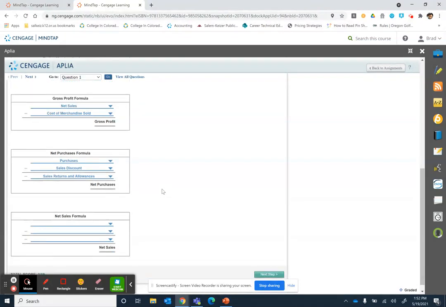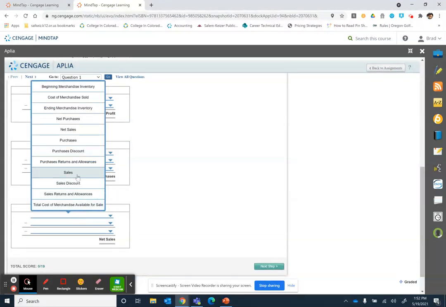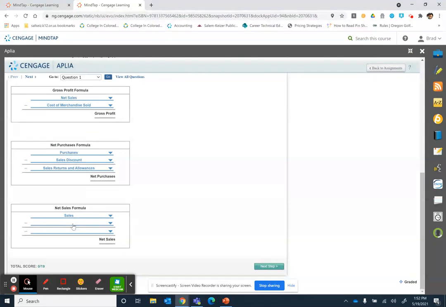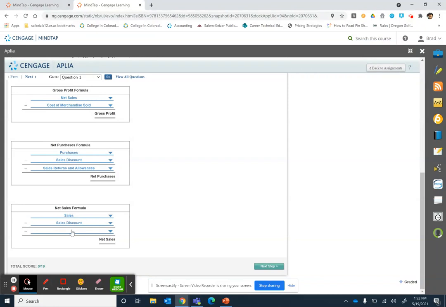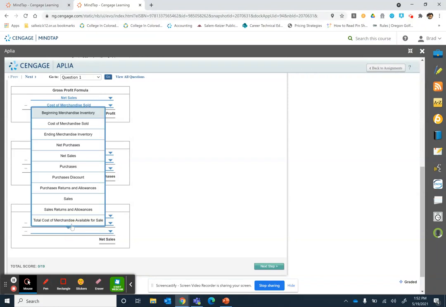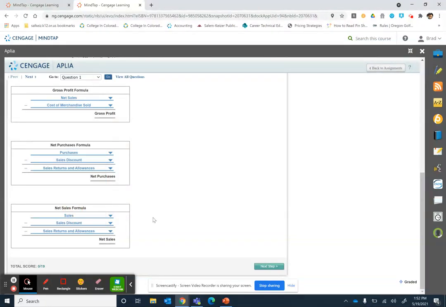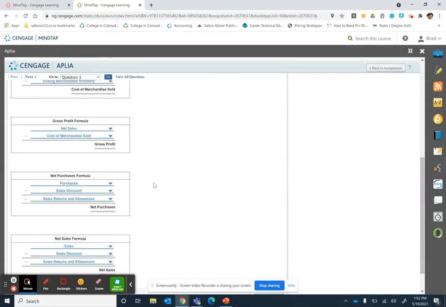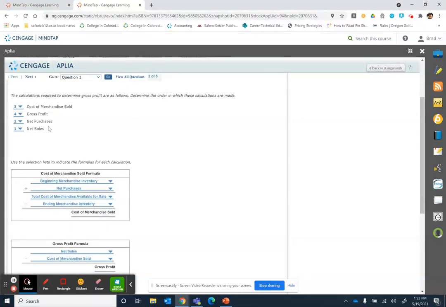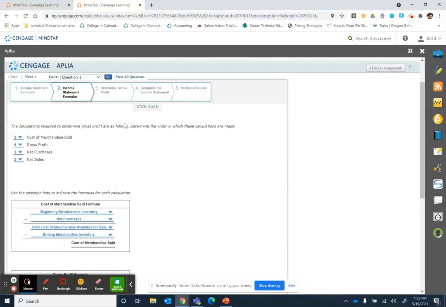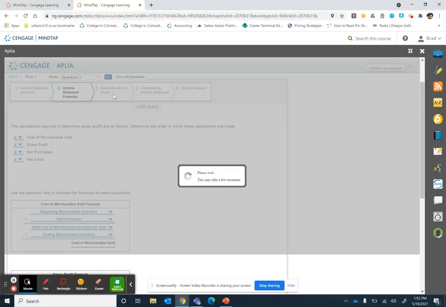Finally, we have our net sales formula. And to get net sales, we're going to find first our sales, and we're going to subtract our sales discount, and then finally subtract our sales returns and allowances. And these are the formulas you're going to use to find net sales, net purchases, gross profit, and cost of merchandise sold in this order here. Next, we'll go to step 3 to determine gross profit.